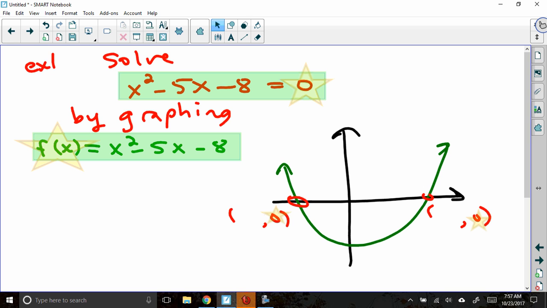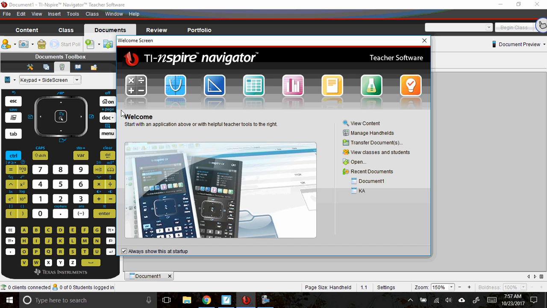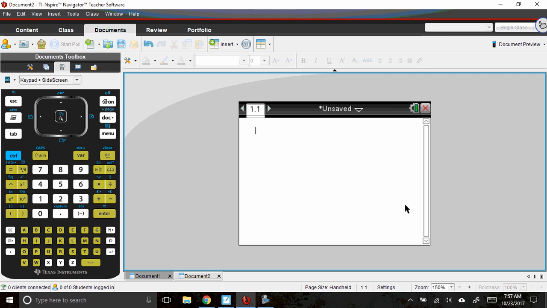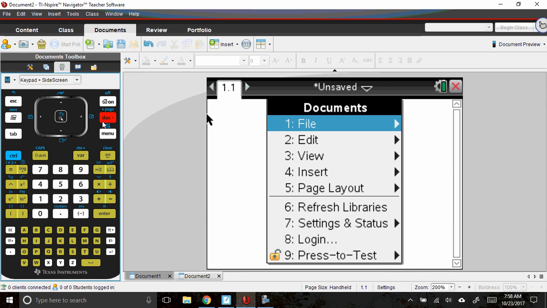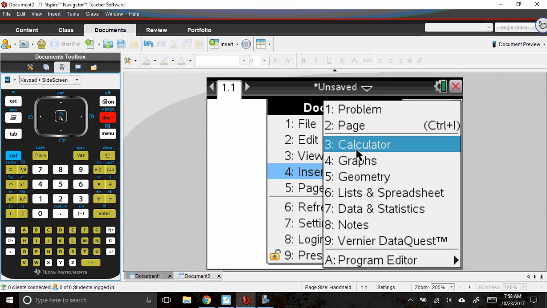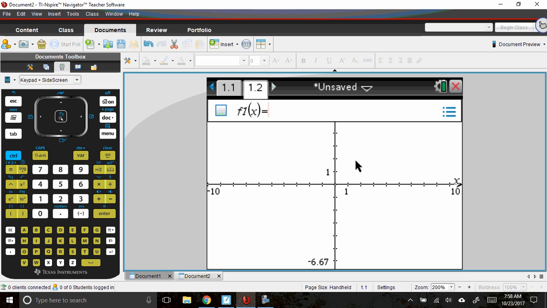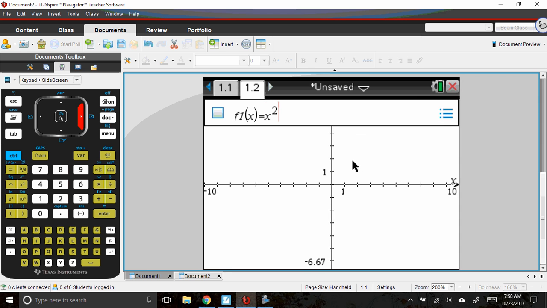So if you haven't graphed this on your calculator yet, I don't know what you're waiting for. Let's go ahead and graph this on our calculator. We'll want to do this from a graphs page. So I'm going to insert a graph page. We've got x squared minus 5x minus 8.